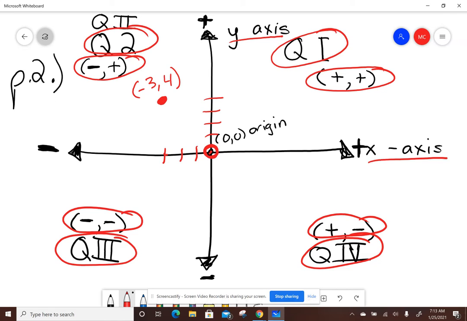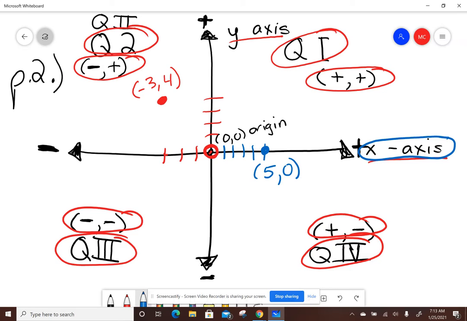Now I am to graph 5, 0. I'll do 5, 0 in blue. So I'm going to go over positive 5. 1, 2, 3, 4, 5. And I'm going to rise nothing. So this is 5, 0. Now, we do not say this is between quadrant 1 and quadrant 4, we say 5, 0 is on the x-axis. So when a coordinate is on an axis, you just say which axis it's on.